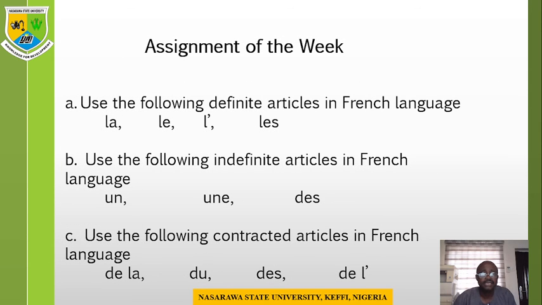Assignment of the week. Use the following definite articles in French: le, la, l', les. Use the following indefinite articles in French: un, une, des. And the third assignment, use the following contracted articles in French: du, de la, de l', au, aux.